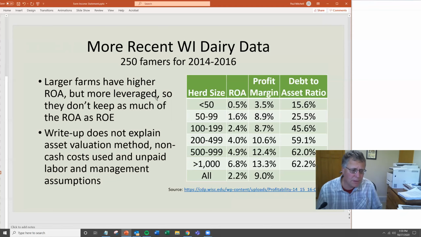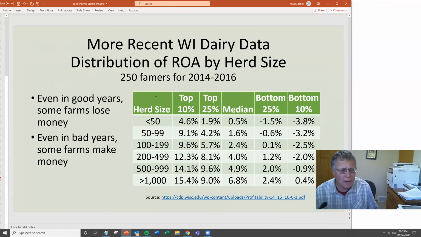13.3%. So the write-up doesn't explain which asset valuation method they're using, how they dealt with depreciation, non-cash costs, and then any unpaid labor management. I'm not sure how those were dealt with in there.